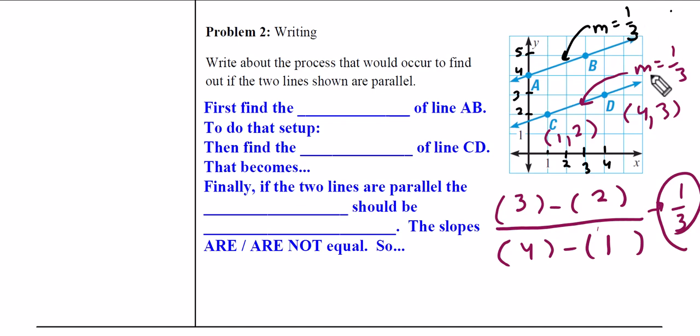If the two lines are parallel, the slopes should be equal to each other. Now, from what we've done, the slopes are equal. So that means these two lines are parallel.